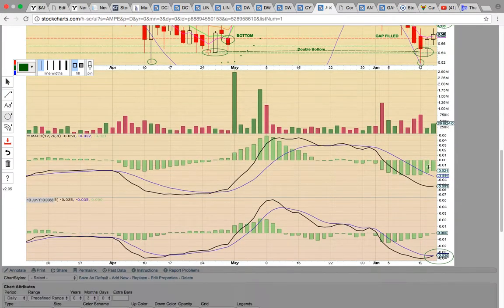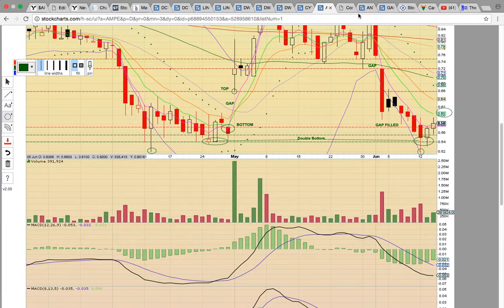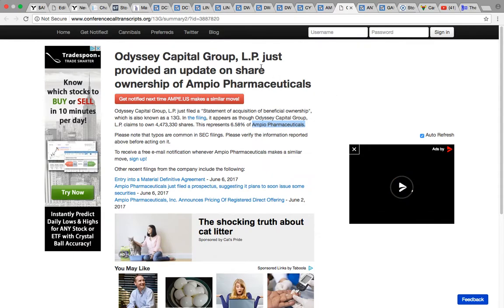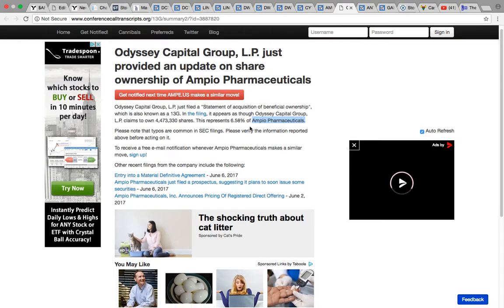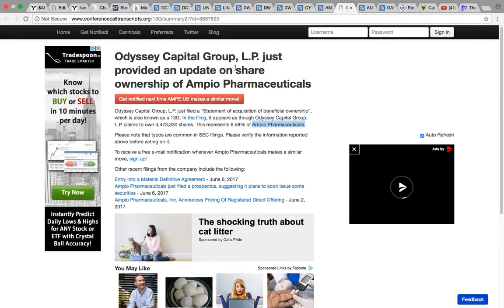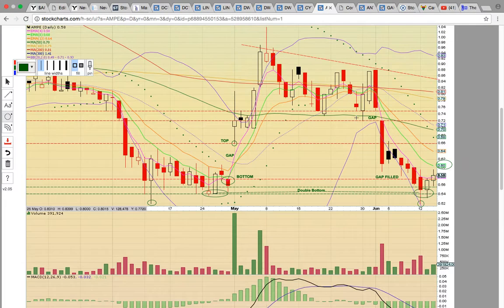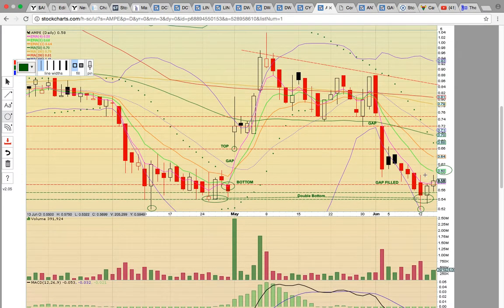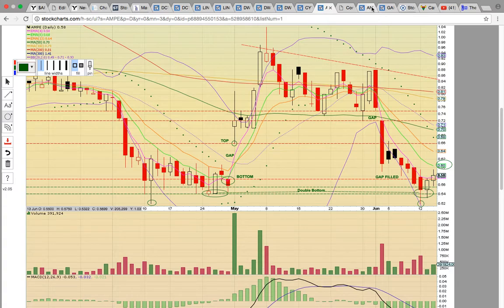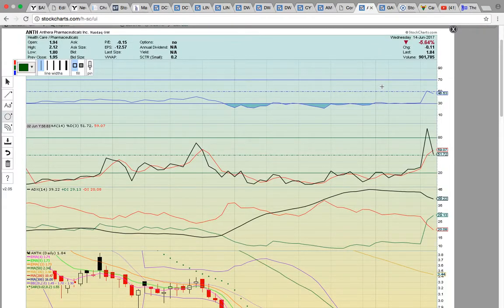Okay, this is starting to heat up. You can notice down here the 8, 13, and 5 MACD is pinched. We want to see a bullish crossover. There was some after-hour news with Odyssey Capital with a 6.58% stake in this company. But they have been doing a direct offering and selling shares, so that has been putting pressure on the share price. Maybe now that it's formed a double bottom, now it's done, we'll have to see. So keep an eye on it. We'd like to see if this will fall through for the AMPE traders tomorrow.